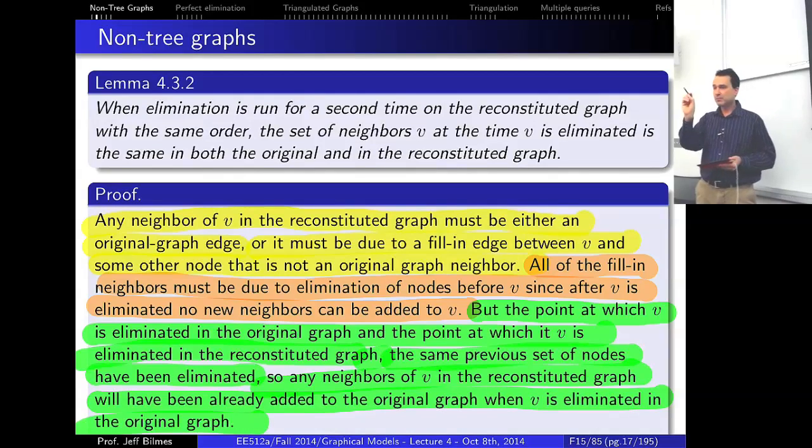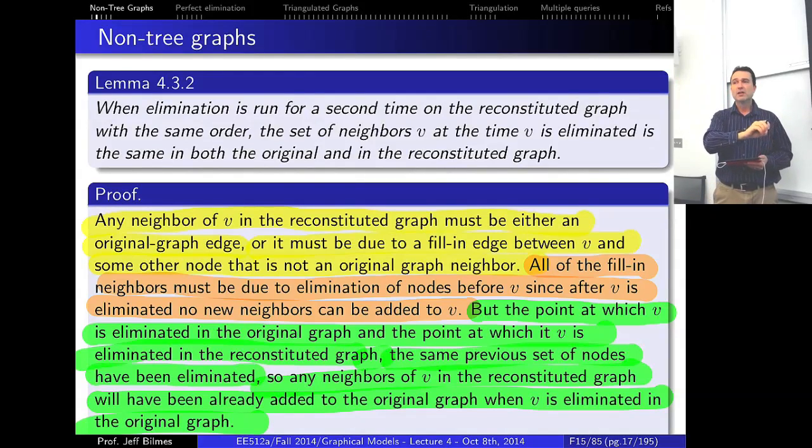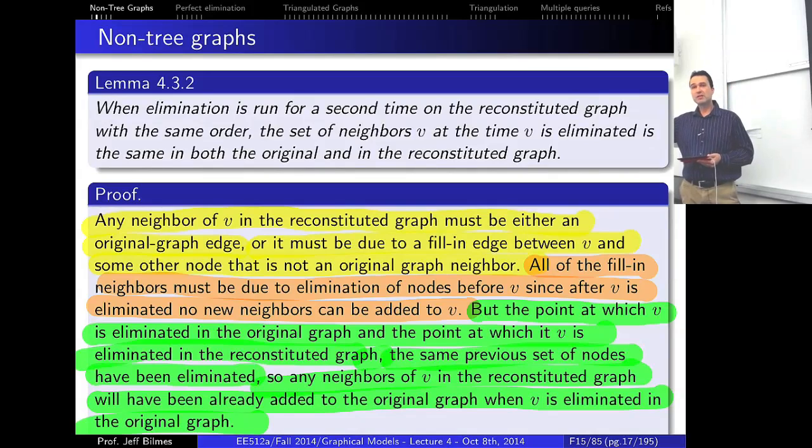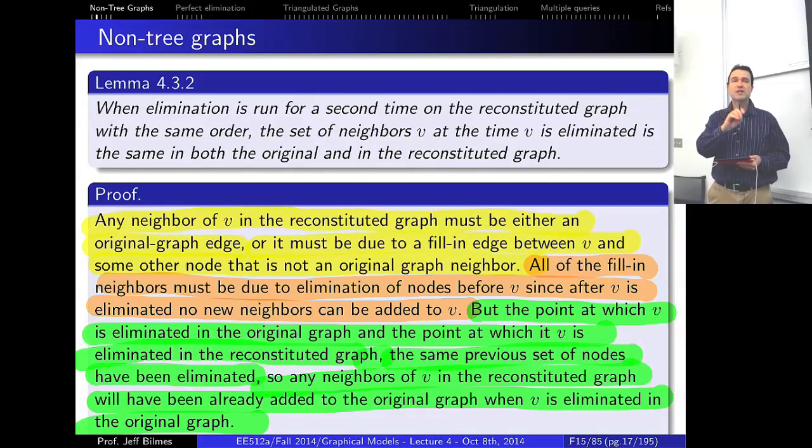So basically it means that at the point that you eliminate V in the original graph, it has the same set of neighbors as in the reconstituted graph. Hence, the theorem is proved. That's really important because it means that A, when you redo that elimination in the reconstituted graph, every vertex has the same set of neighbors as what you encounter in the original graph. But B, it's going to allow us to start talking about the computational consequences of that particular elimination order in the final graph, in the elevated family, just by looking at the elimination process in the original graph.